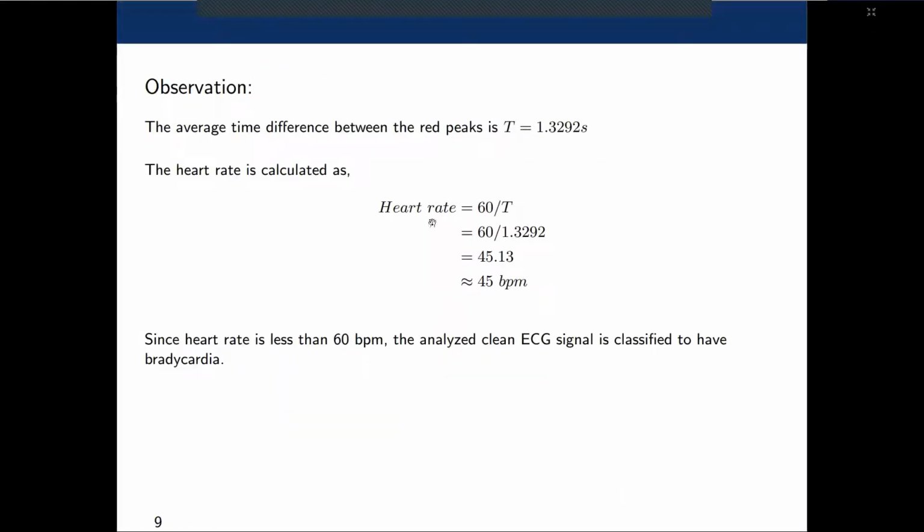Now, the average time between the red peaks is estimated as capital T equals 1.3292 seconds. The heart rate is thus calculated as heart rate equals 60 by T, and the value is calculated as 45 BPM. Since the heart rate is less than 60, the analyzed clean ECG signal is classified to have bradycardia.